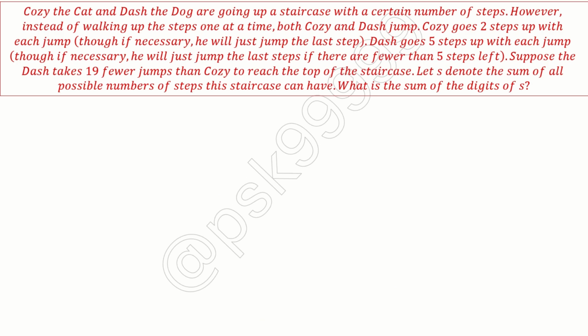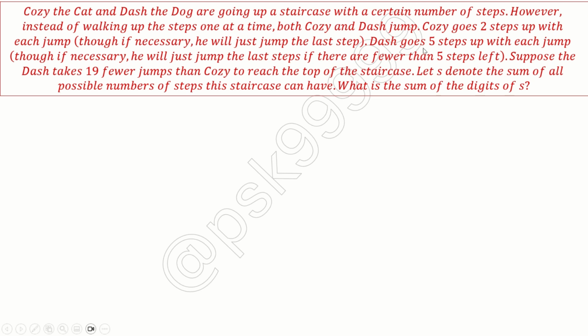Cozy the cat and Dash the dog. C for cat, D for dog, are going up a staircase with a certain number of steps. However, instead of walking up the steps one at a time, the cat and dog jump. The cat goes 2 steps up each time, and the last step can be either 2 steps or whatever remains. It can be 1, it can be 0, right? 0 is as good as 2 in the previous step, correct?